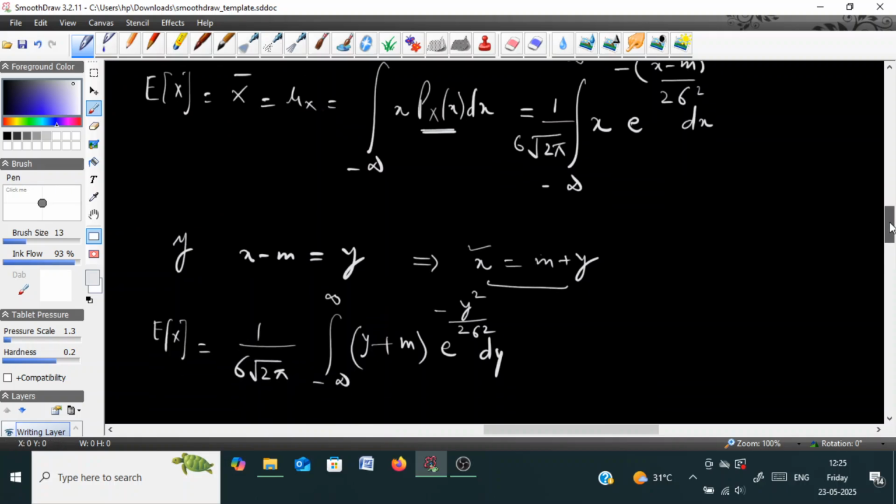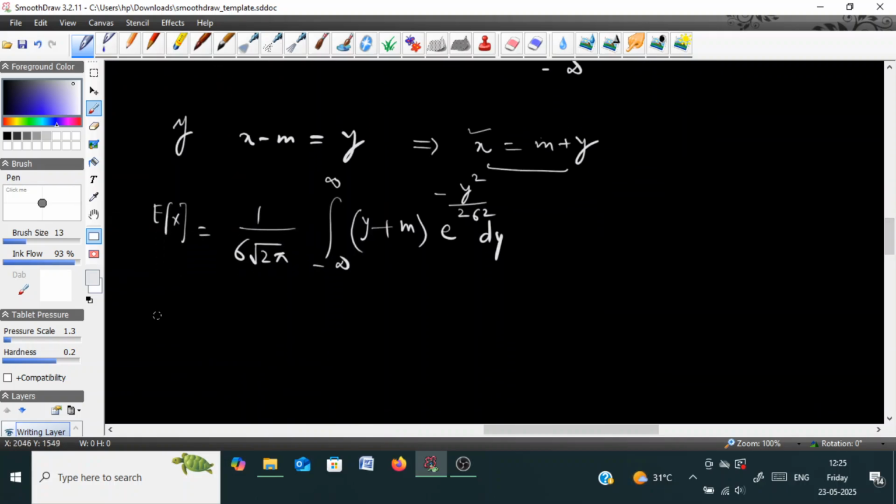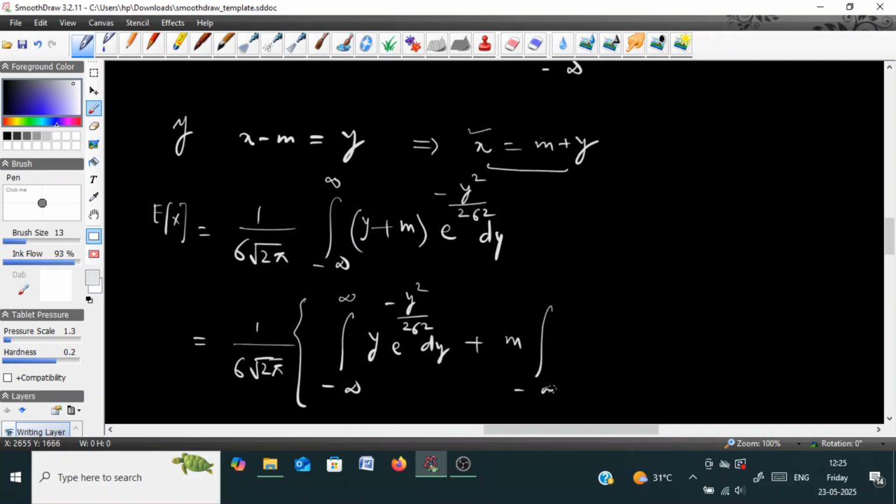So if you further expand this, you will have two terms. One is 1 by sigma under root 2 pi, that is of course constant. You will have one integral from minus infinity to infinity y e raised to power minus y square by 2 sigma square into dy plus m integral of e raised to power minus y square by 2 sigma square into dy.